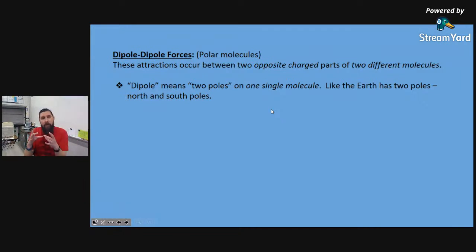If I've got a single molecule that is a polar molecule, it's going to have a positive pole and a negative pole. And again, if this part isn't making sense, go back and watch my previous video on covalent and ionic bonding. When I talk about covalent bonding, I also talk about polar molecules and how you get a polar molecule. Okay? But in a polar molecule, you've got a region of positive charge, a region of negative charge.